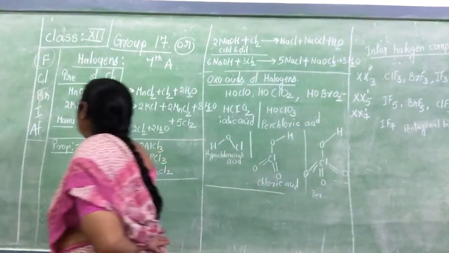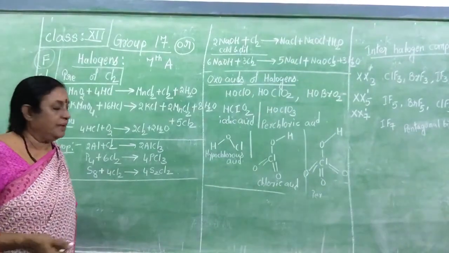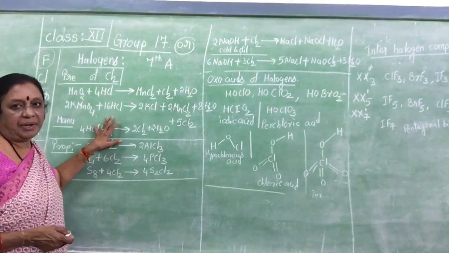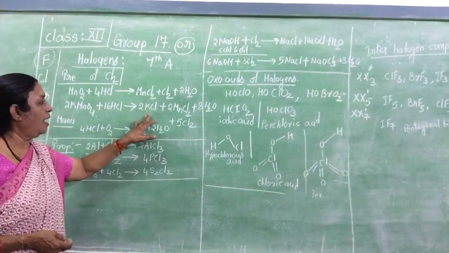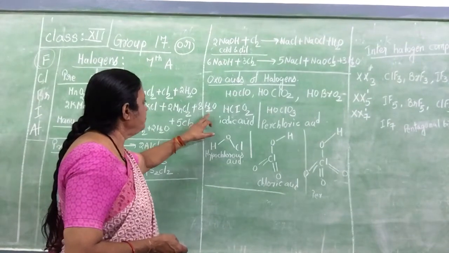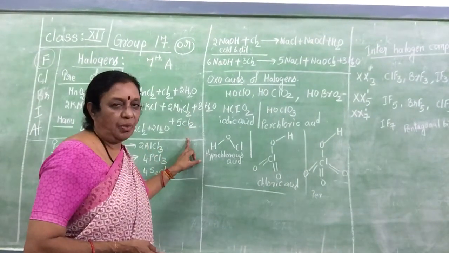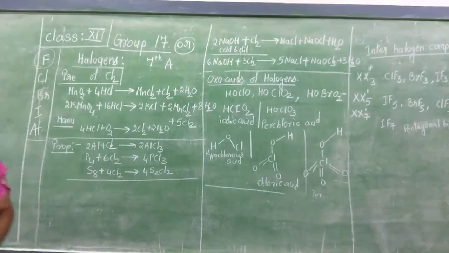Okay. Now next, potassium permanganate. Next method. Potassium permanganate on treating with 16 moles of HCl, we have KCl, manganese chloride, H2O, and chlorine is liberated. Manufacture, children. How will you manufacture chlorine?